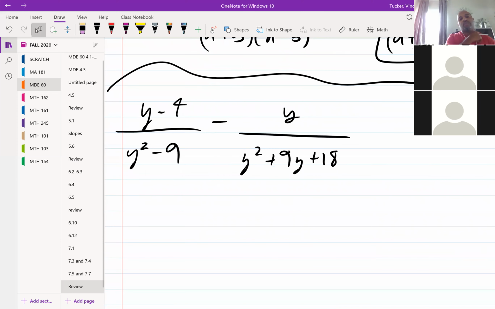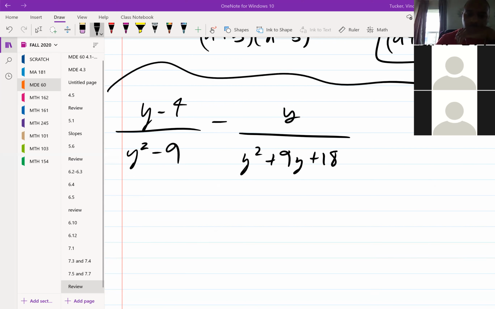All right, y minus 4 over y squared minus 9. And then we're looking at y over y squared plus 9y plus 18. And if I'm not mistaken, let me check something. This is what I know so far, Professor. I know I got the square. I got the difference of, I forget. Yeah, you're right. Difference of squares, not cube. Yep, difference of squares. So it's going to be y squared minus 3 squared.